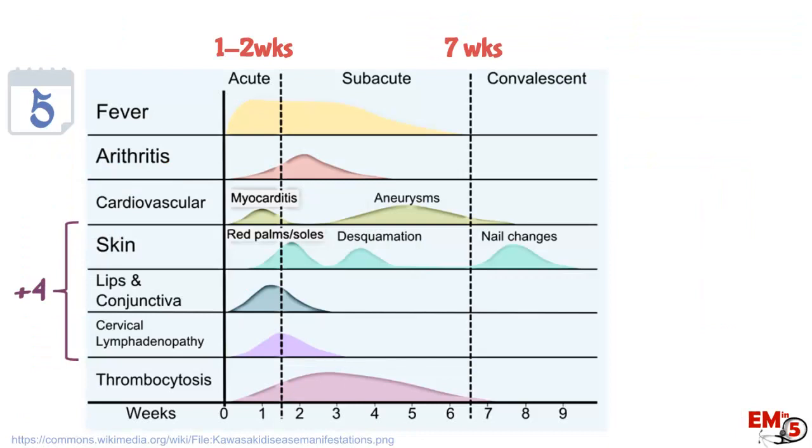And this is the classic timeline. We see the fever starts right away on day 1, and then the other 4 out of 5 symptoms also start in the first week. You can see that desquamation's a little delayed, and here's the aneurysms. So we have this little window of opportunity to start treatment before they begin to develop.